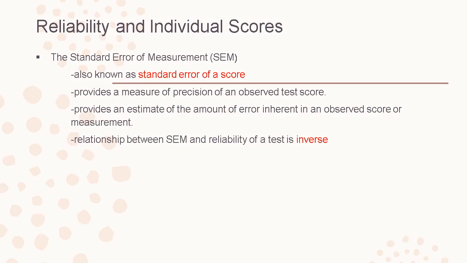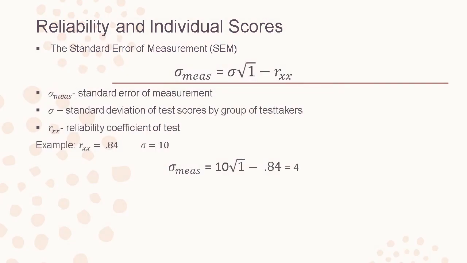The standard error of measurement, or SEM, is also known as the standard error of a score. This provides a measure of precision of an observed test score. This provides an estimate of the amount of error inherent in an observed score or measurement. The relationship between SEM and reliability of a test is inverse. This is the formula for the standard error of measurement. So because of this, we can predict what would happen if a test taker were to take additional tests.